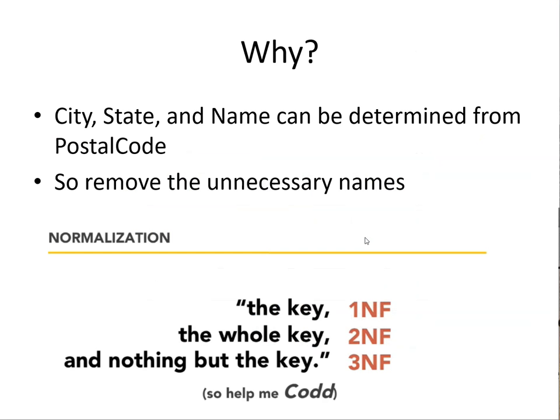So, normalization: first normal form is the key, second normal form, the whole key, dependency on the whole key, and third normal form says, and nothing but the key. So help me God.